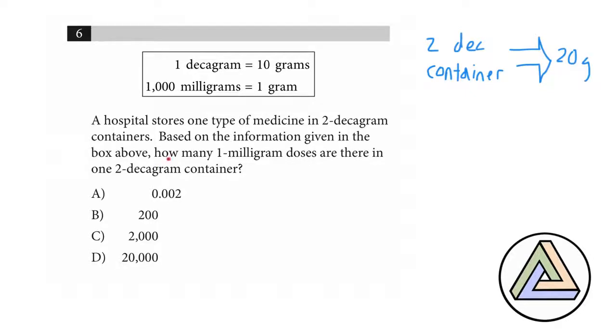And so we want to know how many 1 milligram doses are there in one 2 decagram container, also known as one of these. How many 1 milligram doses are inside this? Well, apparently there's 1,000 milligrams in 1 gram. We have 20 grams in one of these. So it's going to be 20 times 1,000, right? So that is going to be 20,000 milligrams. So that is the answer to that one.